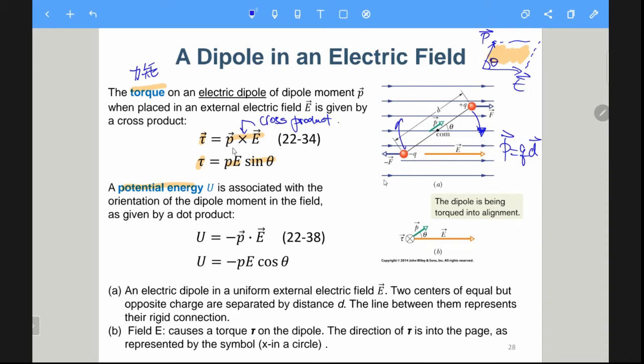If you have ever learned the cross product in high school physics, you should know the right-hand rule. For P, you use your forefinger pointing in the direction of P, and then you try to cross it to the E field, which is something like this is P, this is E. And then your thumb will be pointing into the page.